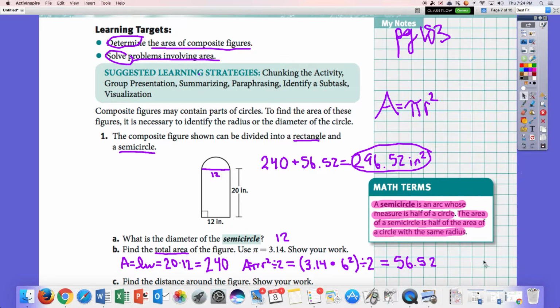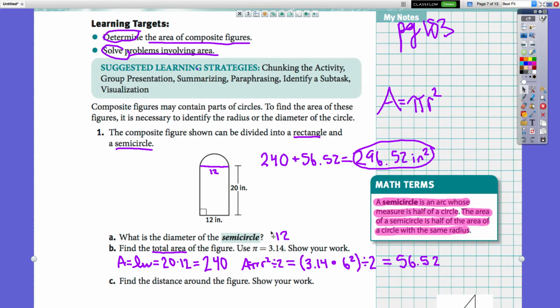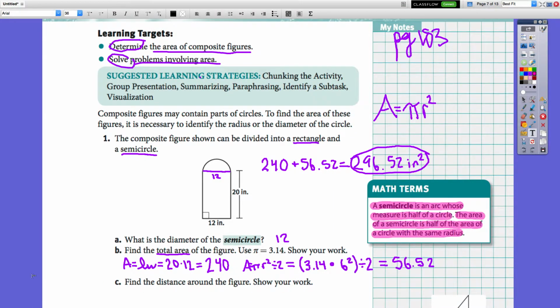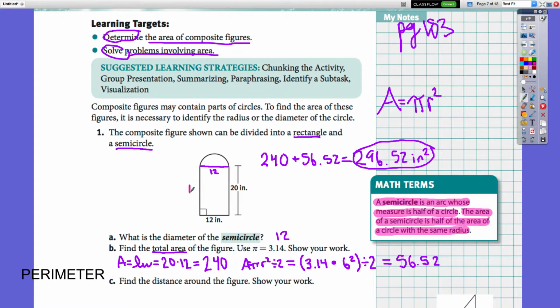Now, the other part of this problem, you guys, is that we need to find the distance around the figure. Well, what is the distance around? Well, that is another way of saying we need to find the perimeter. So finding the distance around the figure. Well, hold on. Real simple, I can find 20 plus 12 plus 20.